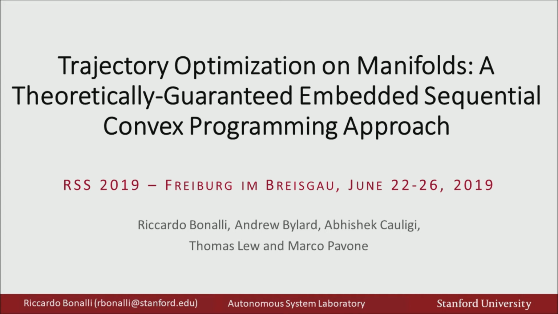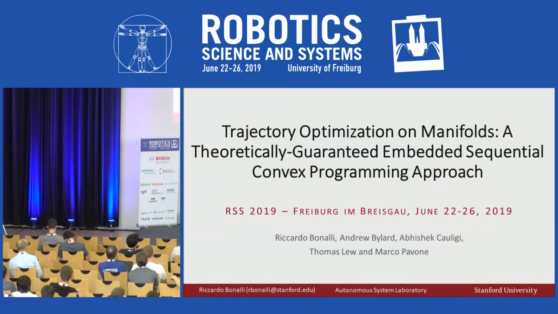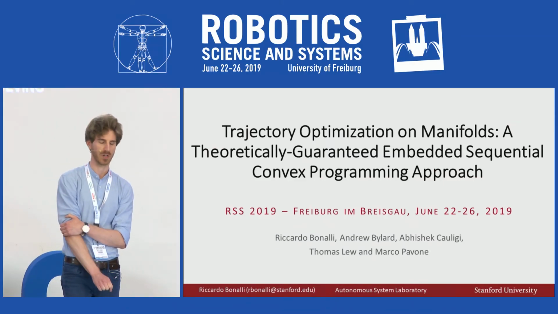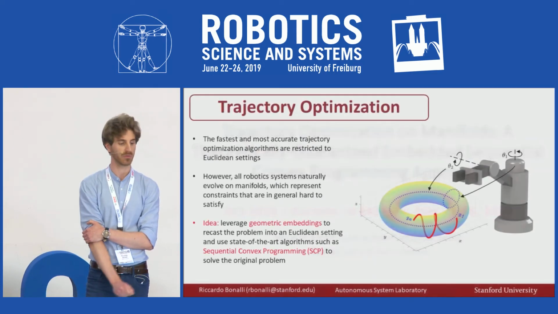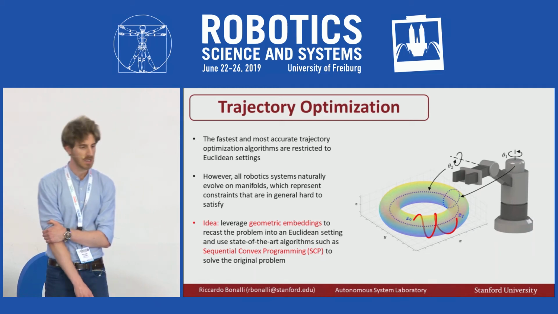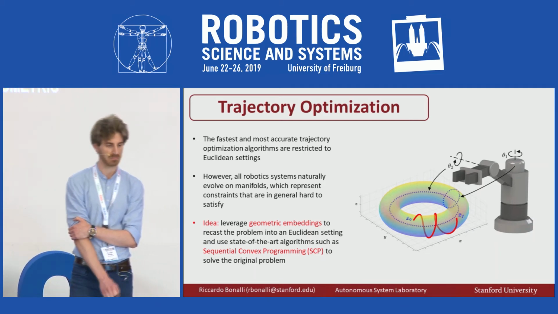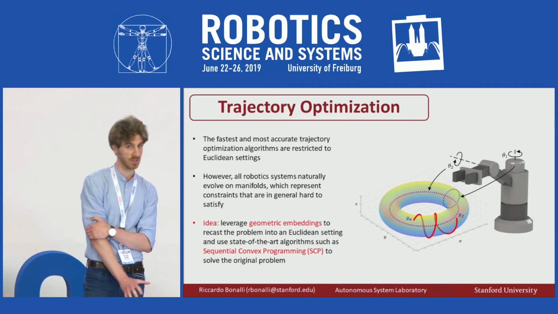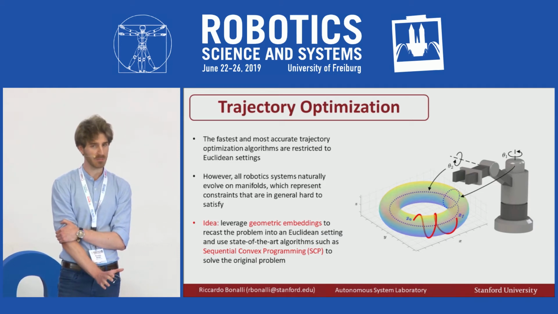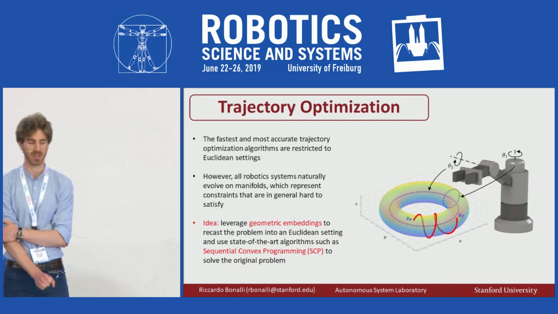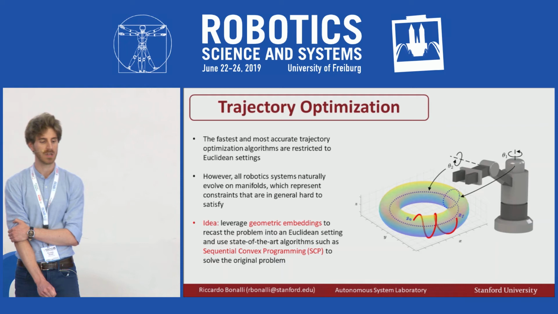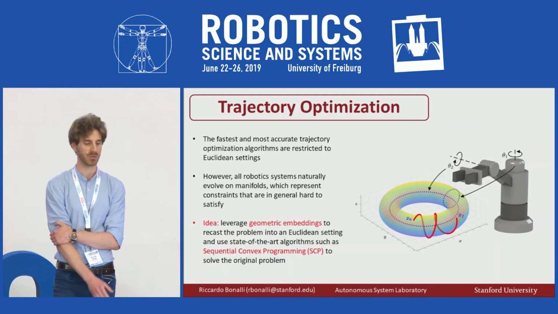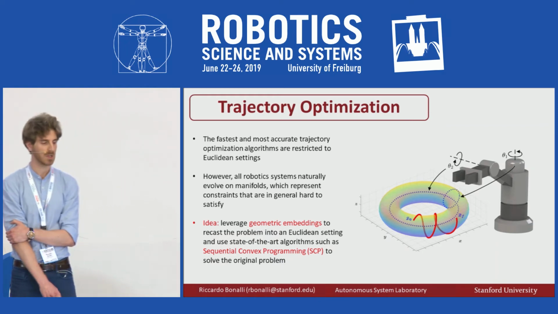So good afternoon. In this paper, we provide a fast algorithm for solving trajectory optimization problem in the presence of manifold type constraints. The key tool that we leverage is the notion of geometric embedding. So recently, many trajectory optimization algorithms have been designed but they have been tailored to work for Euclidean setting. However, naturally, robotic systems evolve on manifold. An example you have in the picture where a manipulator can be mapped to the torus.